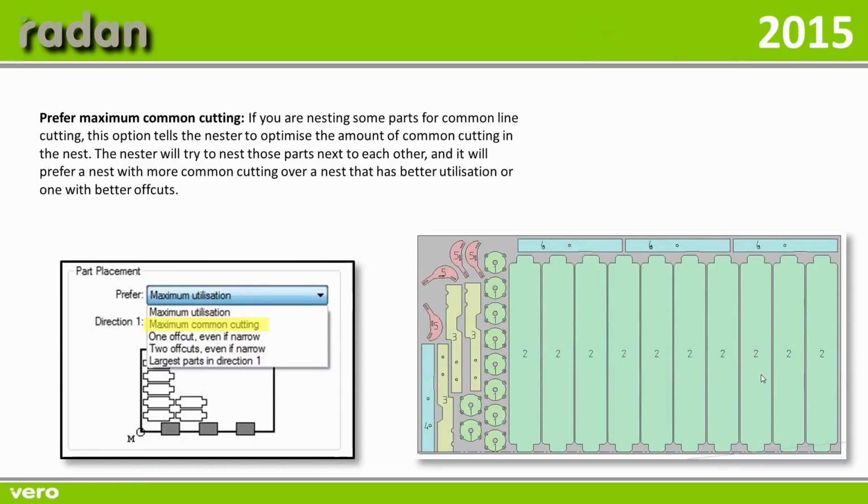Preferred maximum common cutting. If you are nesting some parts for common line cutting, this option tells the nester to optimize the amount of common cutting in the nest. The nester will try to nest those parts next to each other, and it will prefer a nest with more common cutting over a nest that has a better utilization or one with a better offcut.